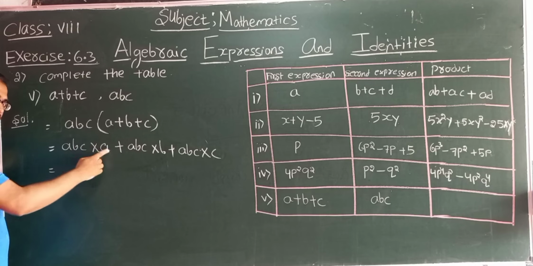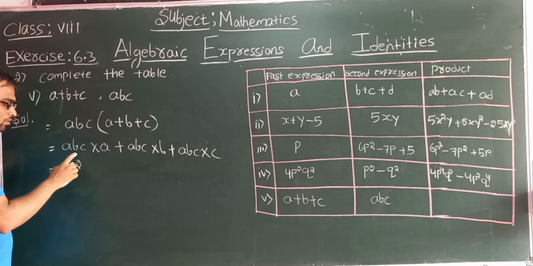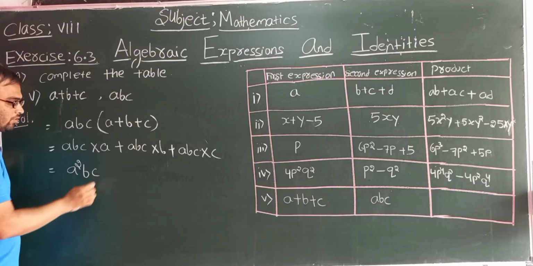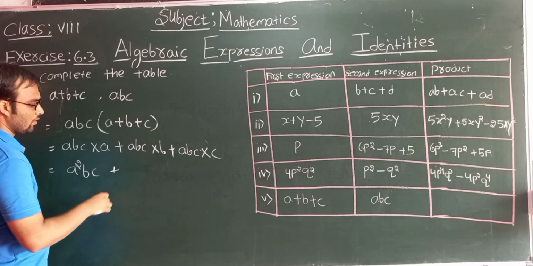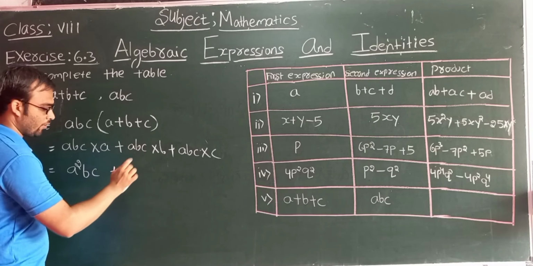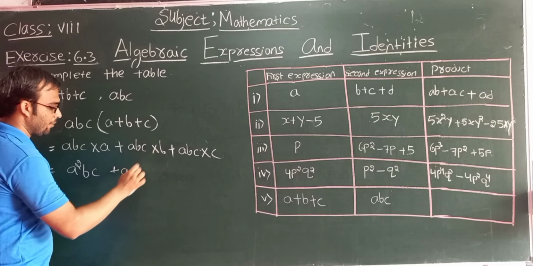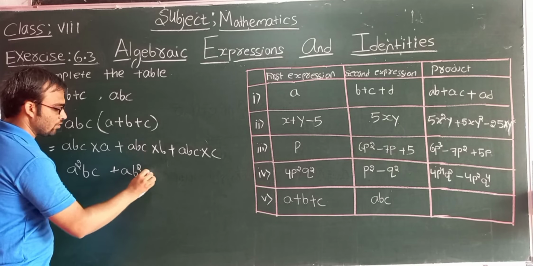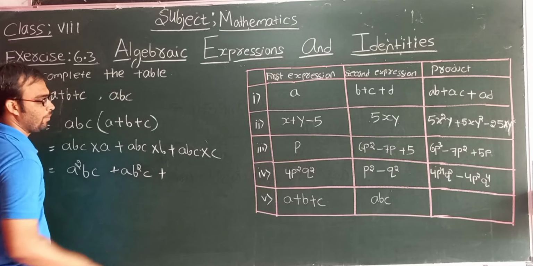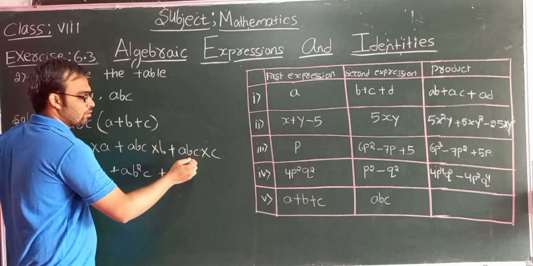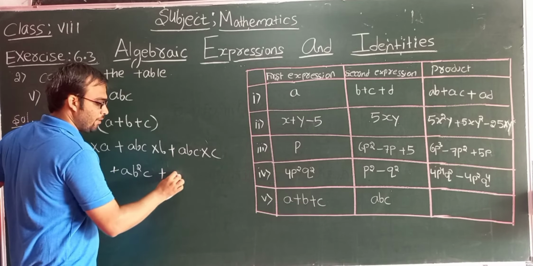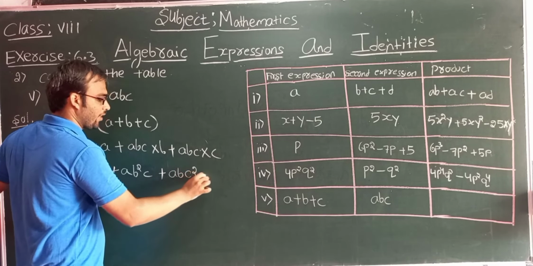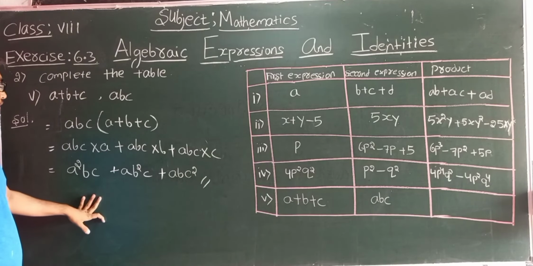Now here A into A is what? A square. Here B is there, here there is no B, so write B and C. Plus A, here no A, so write A. So here B and here B, B into B is what? B square. Here there is no C, so write C. Plus A, B: here there is no A, B, so write A and B. C into C is what? C square. Okay, so this is a solution for fifth problem.